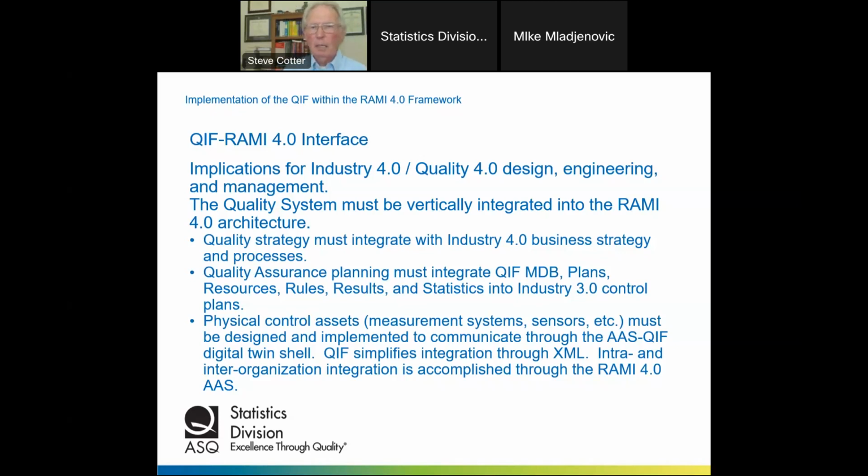control plans. And I use Industry 3.0 because for those of you who have been in quality for a number of years, we've been using control plans for a number of years, not in the horizontal vertical integration, but in an isolated stovepipe manner. Physical control assets, this is measurement systems, sensors, etc., must be designed and implemented to communicate through the AAS QIF digital twin shell. QIF simplifies integration through XML. Intra and inter-organizational integration is accomplished through the RAMI 4.0 AAS and the communications layer.